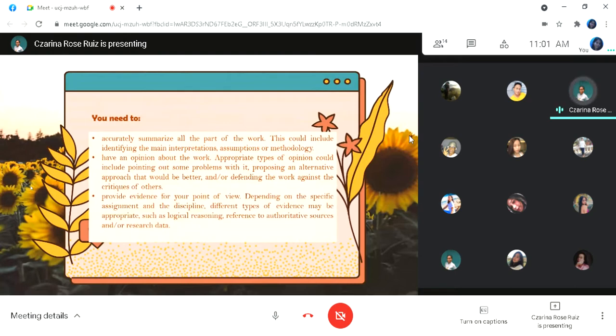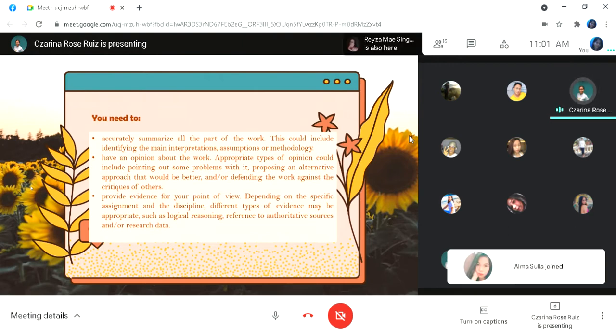So in critical writing, you need to first accurately summarize all the parts of the work. This could include identifying the main interpretations, assumptions, or methodology. Have an opinion about the work. Appropriate types of opinion could include pointing out some problems with it, proposing an alternative approach that would be better, and or defending the work against the critics of others. And lastly, provide evidence for your point of view. Depending on the specific assignment or discipline, different types of evidence may be appropriate, such as logical reasoning, reference to authoritative resources, and or research data.